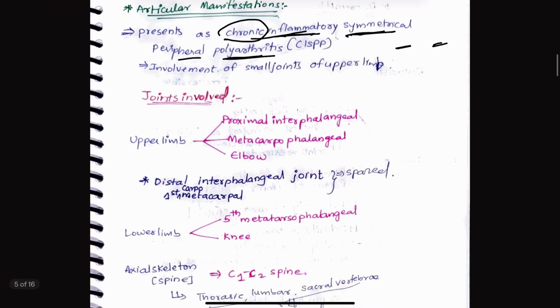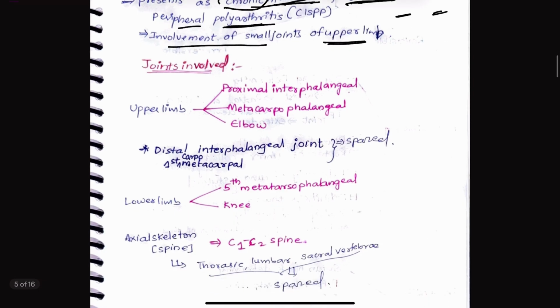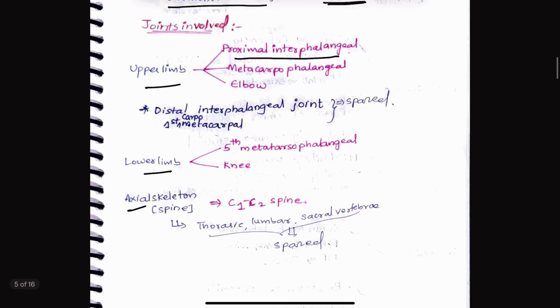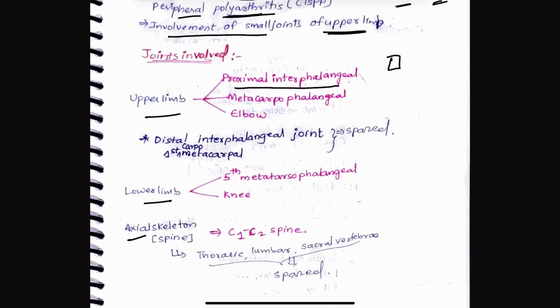Mostly they involve the small joints of the upper limb. We'll discuss the joints involved in the upper limb, lower limb, and axial skeleton. In the upper limb, most commonly they involve the proximal interphalangeal joint. We have three phalanges: the proximal phalanx, middle phalanx, and distal phalanx. The joint between the proximal and middle phalanx is called the proximal interphalangeal joint, and the joint between the middle and distal phalanx is the distal interphalangeal joint. In rheumatoid arthritis, most commonly the proximal interphalangeal joint is involved.